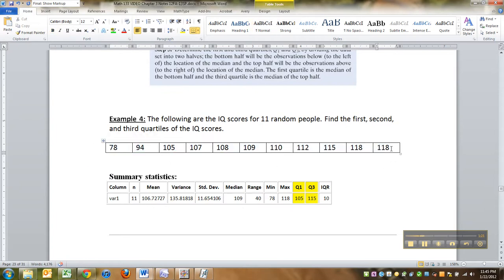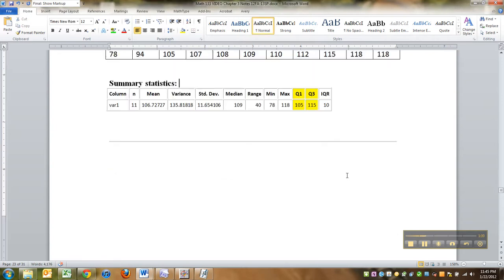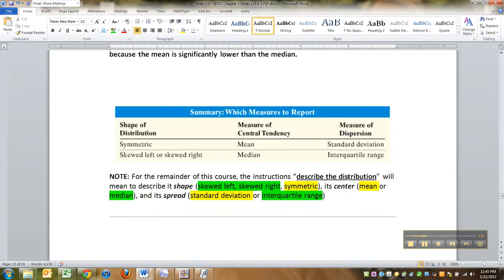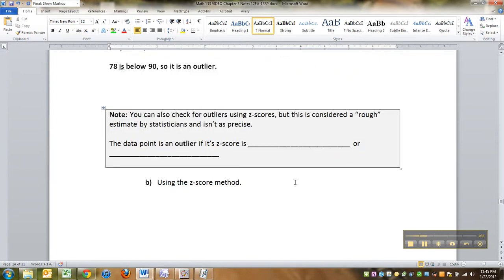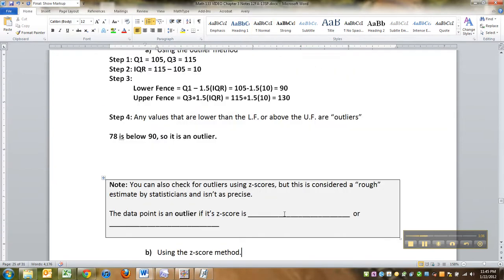The highest number we had is 118, which is not higher than 130. And the lowest number we had is 78, which is lower than 90. None of these other points are outliers. So there we go. Ta-da! So that's the official method for determining an outlier.